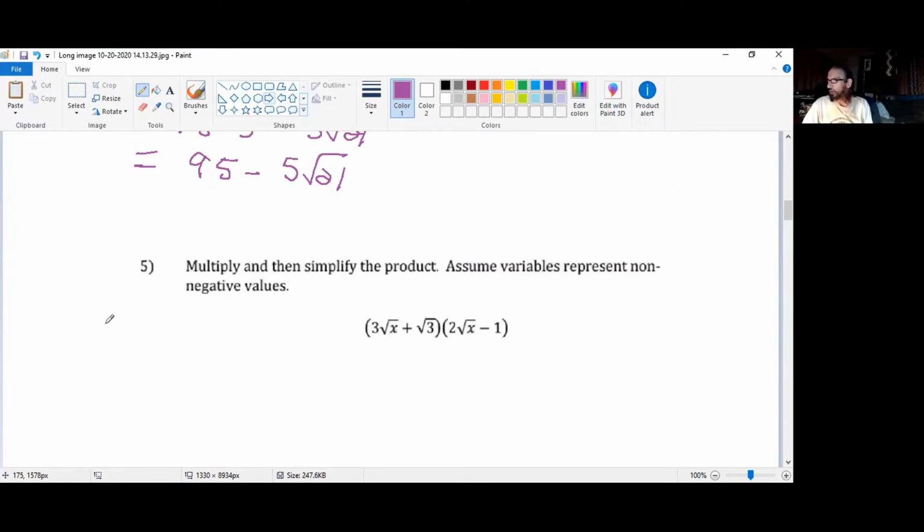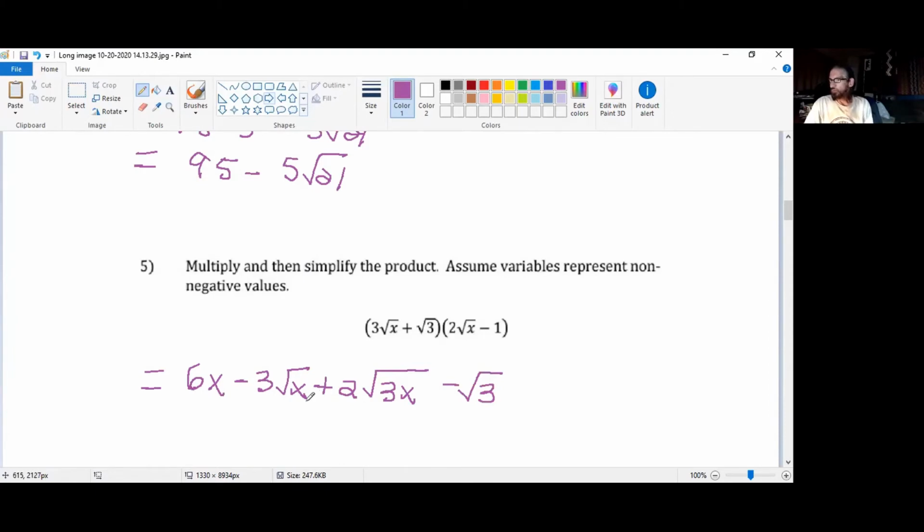Use FOIL again here, and we've got 6 times the square root of x squared, and we know that square root of x squared, we're going to get cancellation, so just 6x. Then we're going to have, for the outers, minus 3 square root of x. Plus, for the inners, 2 times square root of 3 times square root of x. I'll put those together under a single radical and multiply. Finally, we've got, for the last, minus square root of 3.